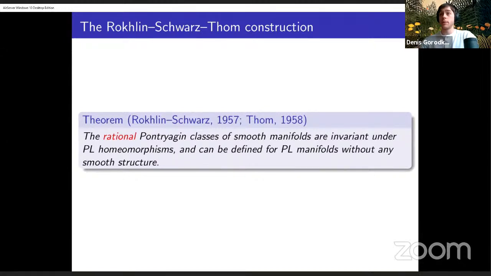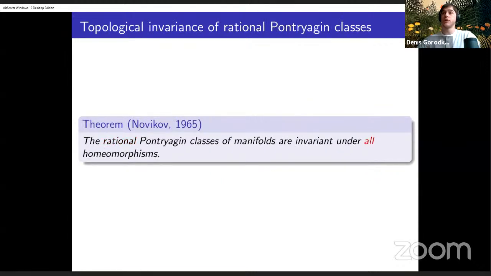Some words about the integer Pontryagin classes first. The integer Pontryagin classes are not topological invariants, which makes them not a good invariant to use, usually. However, if you go to rational coefficients, then first of all, by the classical result of Rokhlin-Schwarz and independently Thom, the rational Pontryagin classes are invariant under all PL homeomorphisms, at least. And a stronger result by Sergei Petrovich Novikov is that the rational Pontryagin classes are invariant under all homeomorphisms of your underlying manifold.